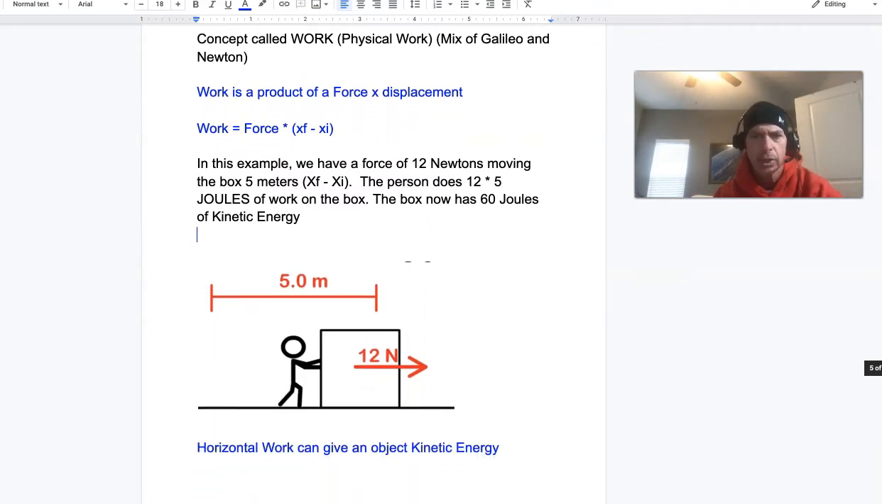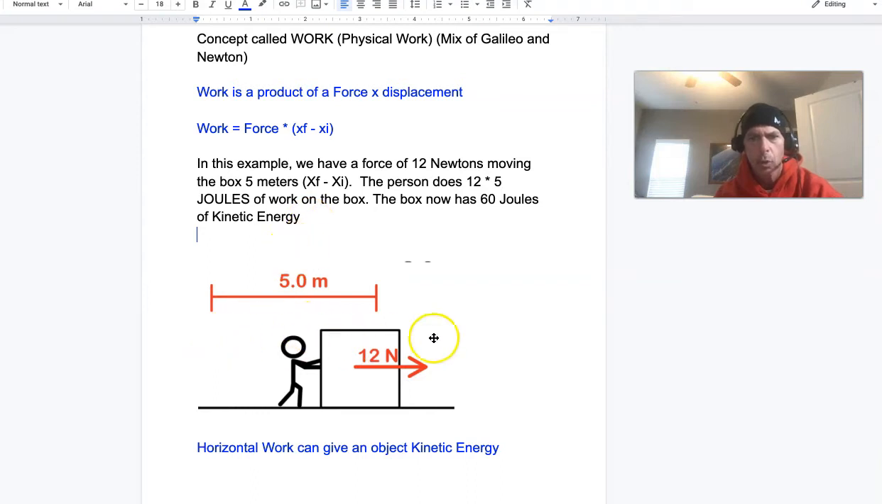and we can basically give it, for example, kinetic energy. So if I move this box, or this person moves this box 5 meters with a force of 12 newtons, we can multiply those two things together. We can give that object kinetic energy. So I do 60 joules worth of work on the box, and now I've given it the same amount of kinetic energy.